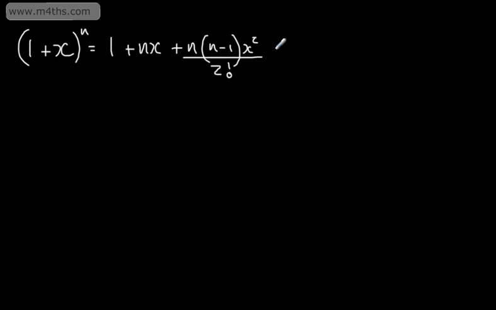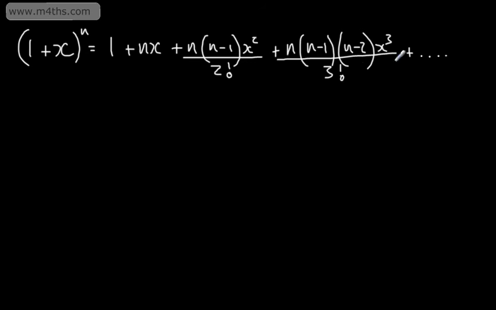It's 2 times 1. Plus n(n − 1)(n − 2)x³, and we will divide this now by 3 factorial, and it will be plus dot dot dot, and so on and so forth. So the next one, n(n − 1)(n − 2)(n − 3)x⁴ over 4 factorial. 4 factorial is just 4 times 3 times 2 times 1.